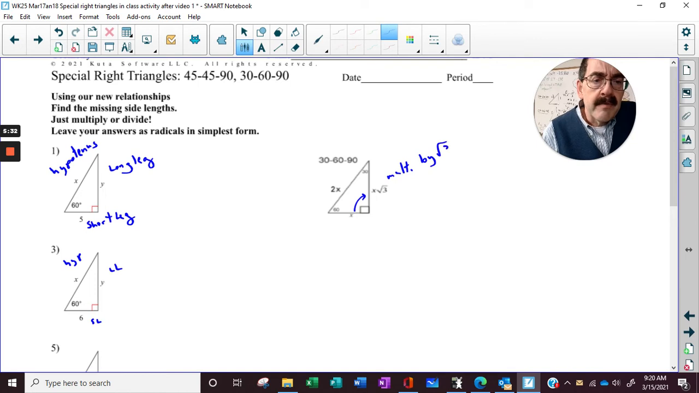Now, we discovered from the short leg to the long leg, we multiply by radical 3. The hypotenuse is double. Okay? So in this first one, we multiply by radical 3. It's just 5 square root 3. But when we go to the hypotenuse, we double.